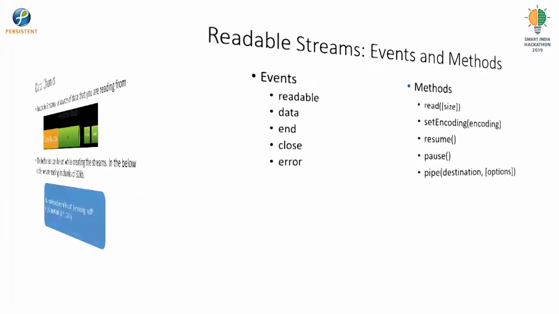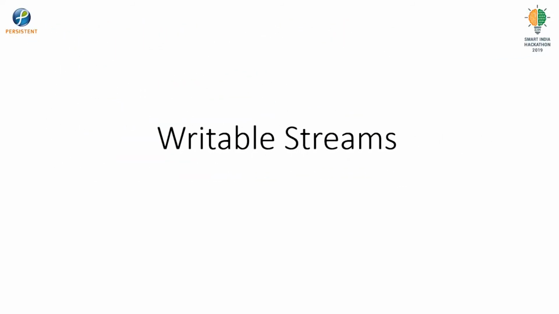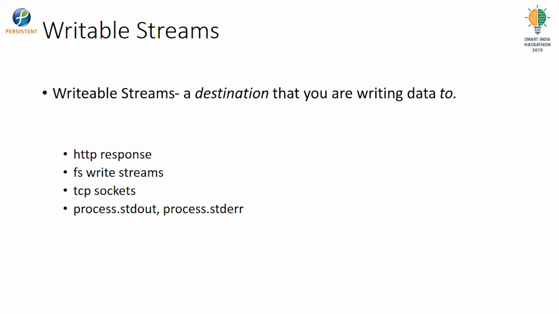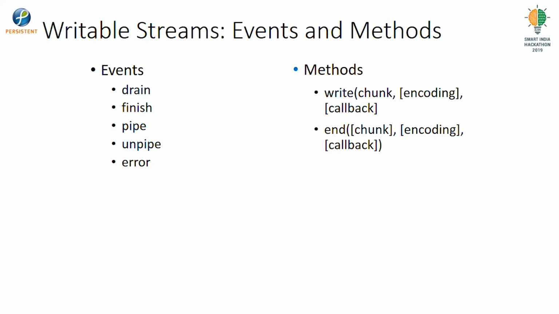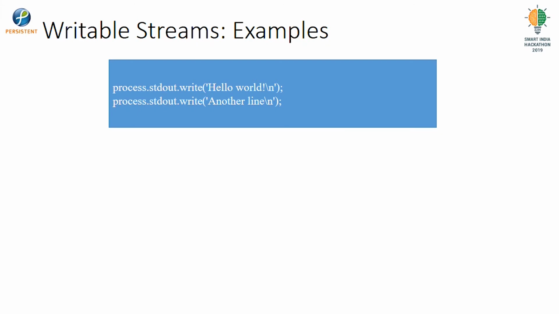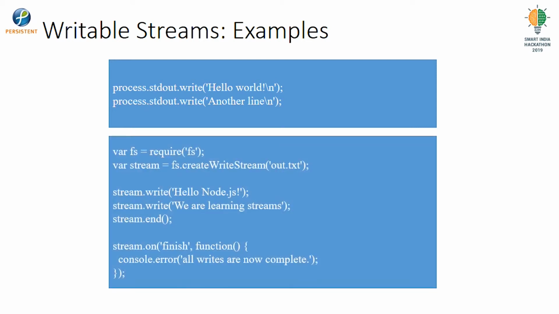So, the same we have it listed. So, writable streams can be HTTP response, it can be TCP sockets. So, you can read data from a file, you can write it to a socket as well. So, it is just a destination that you want to send the data through. So, these are the events and these are the methods which are supported in writable streams. So, we have already seen an example of this.